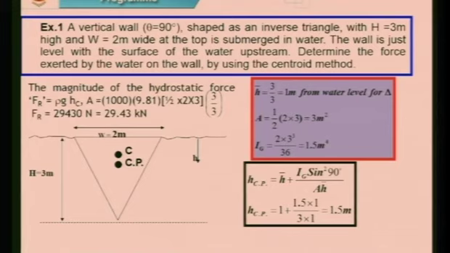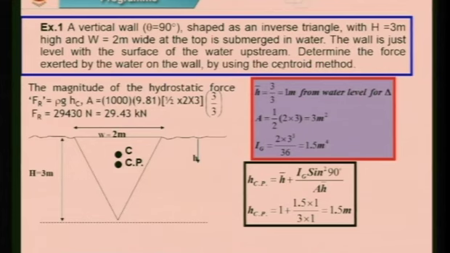Now you can see here, I am reading the statement: a vertical wall, theta is equal to 90 degree, shaped as an inverse triangle with h equal to 3 meter, the height is 3 meter, and W is 2 meter wide at the top, is submerged in water. The wall is just level with the surface. It's a triangular thing, exactly like this, you can say. This is the water level and the width is 2 meter, the depth is 3 meter. Is it okay? Same to same thing, the concept is the same.